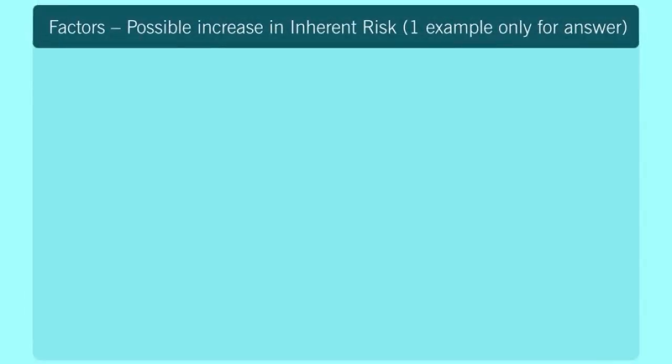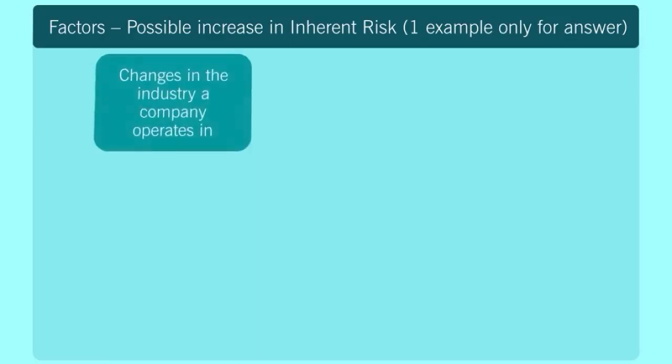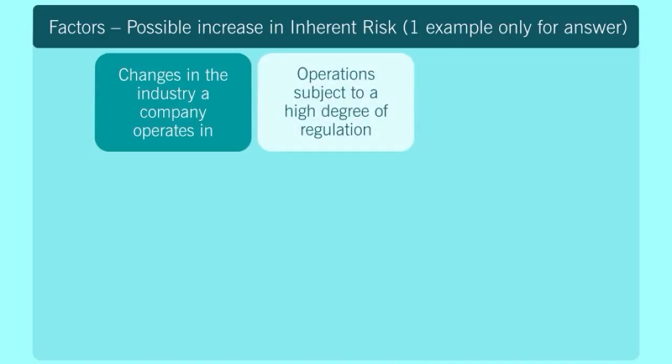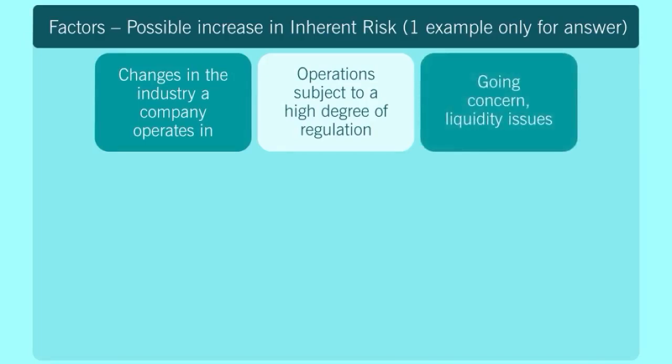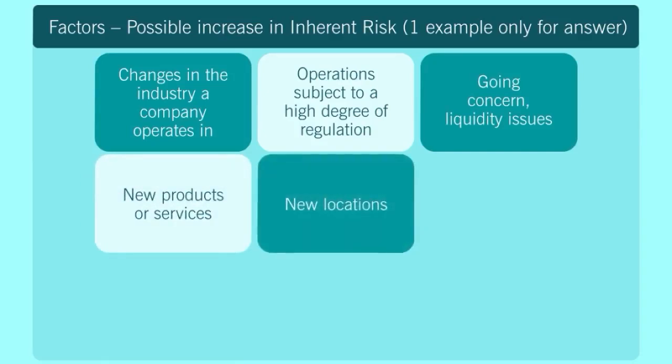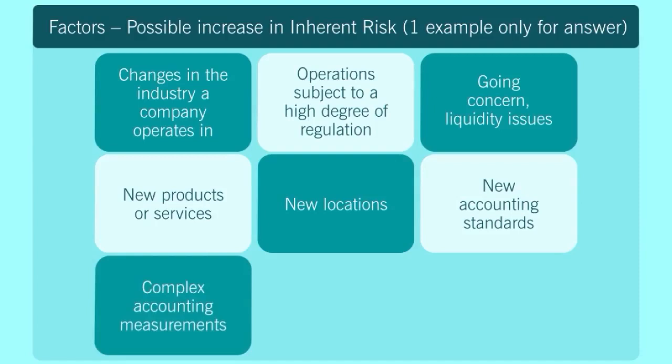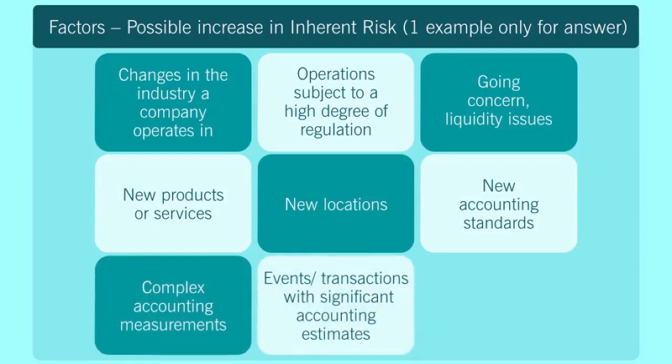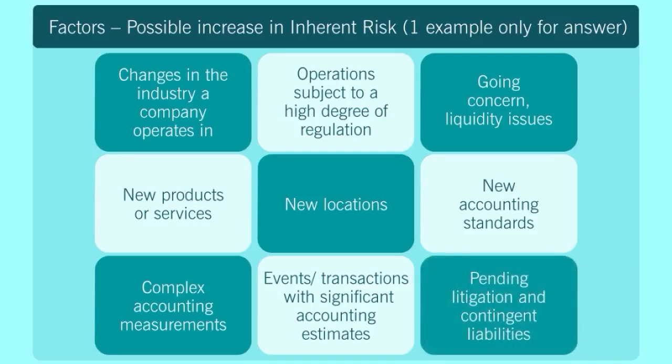A factor which could result in an increase in inherent risk would be changes in the industry a company operates in. Other examples could be operations subject to a high degree of regulation, going concern, liquidity issues, new products or services, new locations, new accounting standards, complex accounting measurements, events or transactions with significant accounting estimates, or pending litigation and contingent liabilities.